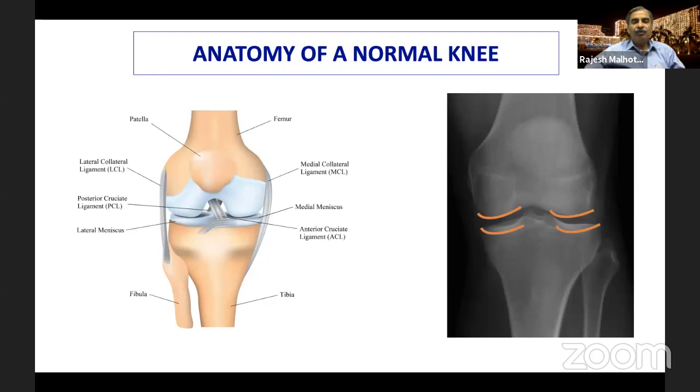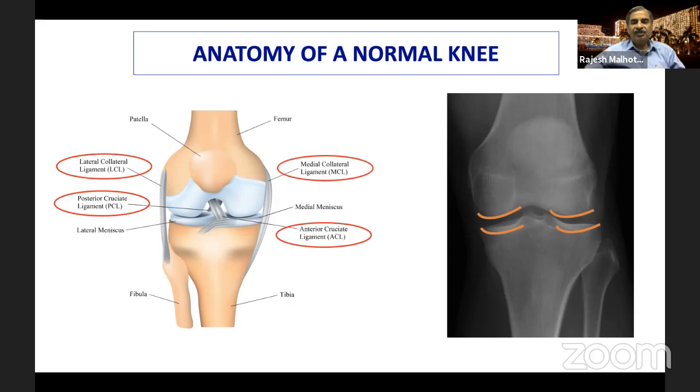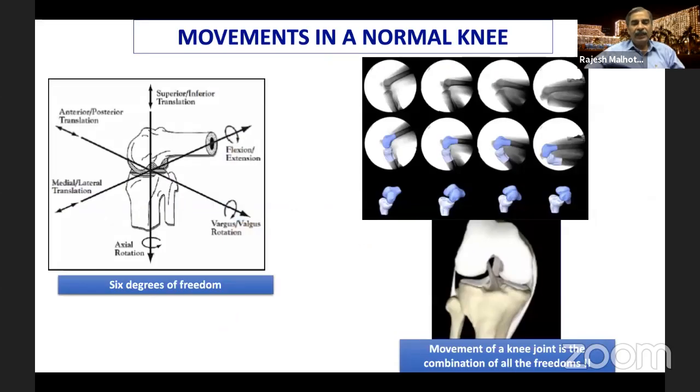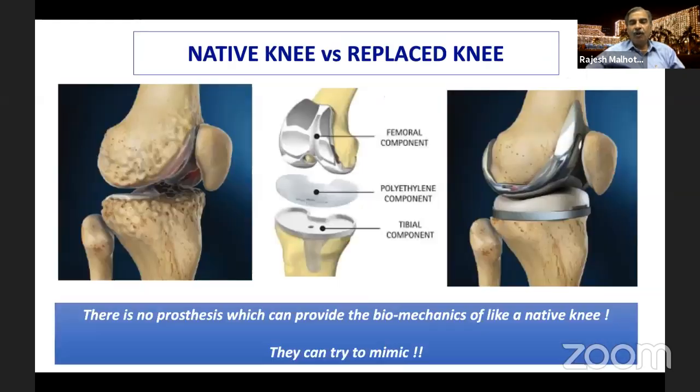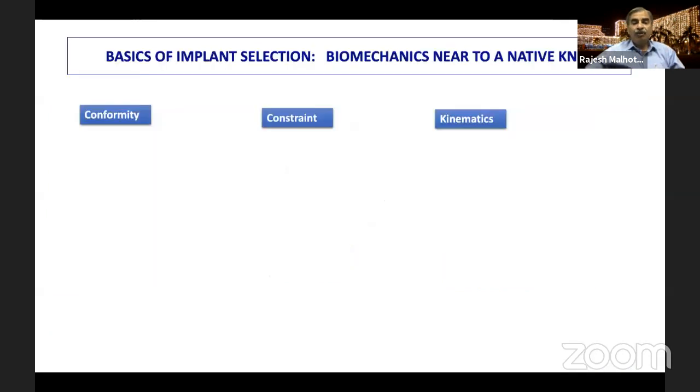What we have to know is the anatomy of the knee, all the important ligaments and the important structures, and know that there are 6 degrees of freedom in the knee, and the joint moves as a combination of all these freedoms. And we have to realize that there's a difference between the native knee and the replaced knee. In the majority of the designs, all the replaced knees are ACL deficient knees. So the majority of them are not able to provide you biomechanics like a native knee. They only try to mimic.